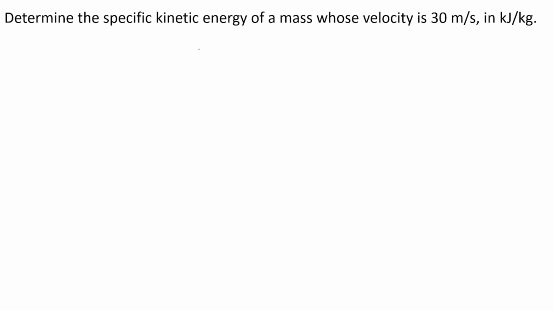For this other problem, we are also asked to find the specific kinetic energy of a mass whose velocity is 30 meters per second in kilojoules per kilogram. Katulad lang to ng previous problem. But in this case, we are in the SI units kasi kanina we are in the English units. So, what are we given? We are given a velocity of 30 meters per second. So, again, the formula for specific kinetic energy is simply 1/2 times velocity squared.